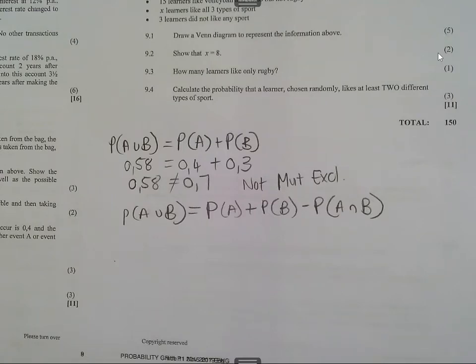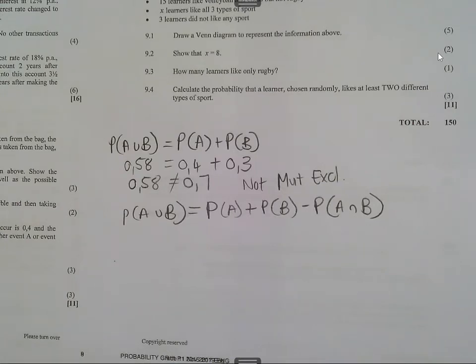Do you understand? With mutually exclusive, the probability of A plus the probability of B will give you OR. But with inclusive, the probability of A plus the probability of B will be more than OR. So you still have to subtract the AND. Have you heard of this? You must subtract the AND.